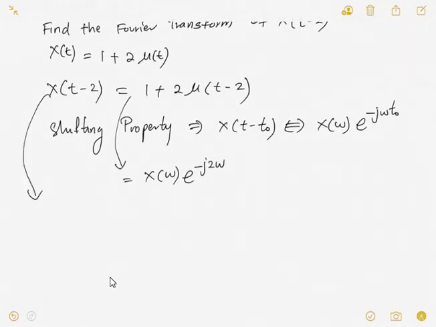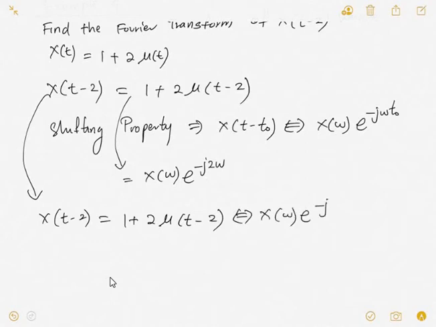And x(t-2) refers to 1 plus 2u(t-2), right? So this refers to X(omega) e^(-j 2 omega). So X(omega) you get from the previous answer is 4 pi delta(omega) plus 2 over j omega, multiplied by e^(-j 2 omega). Okay?